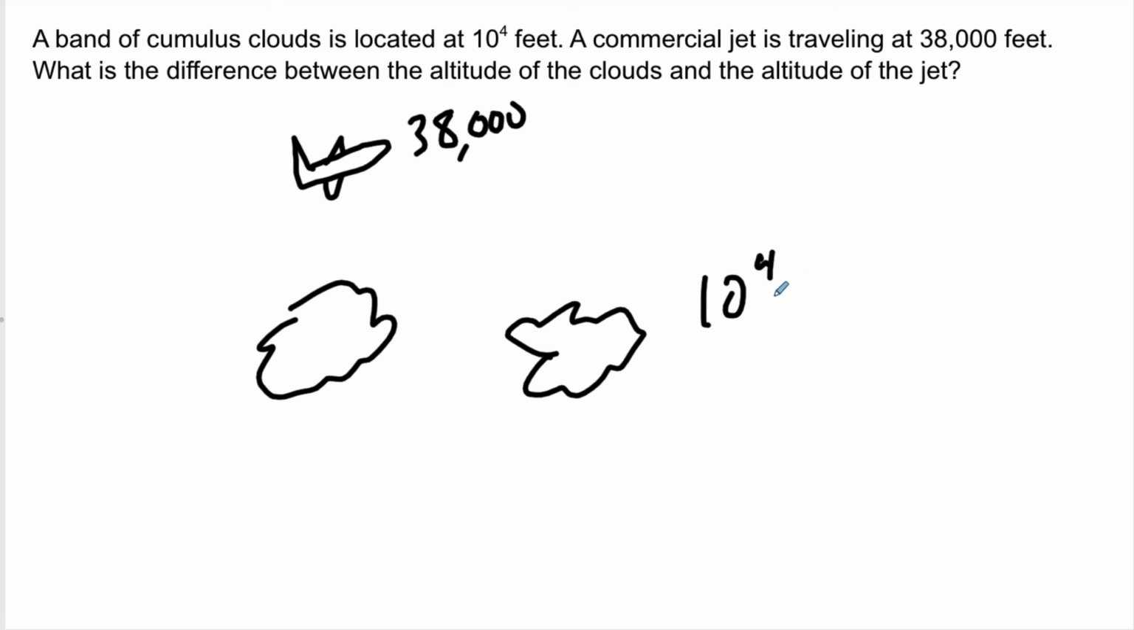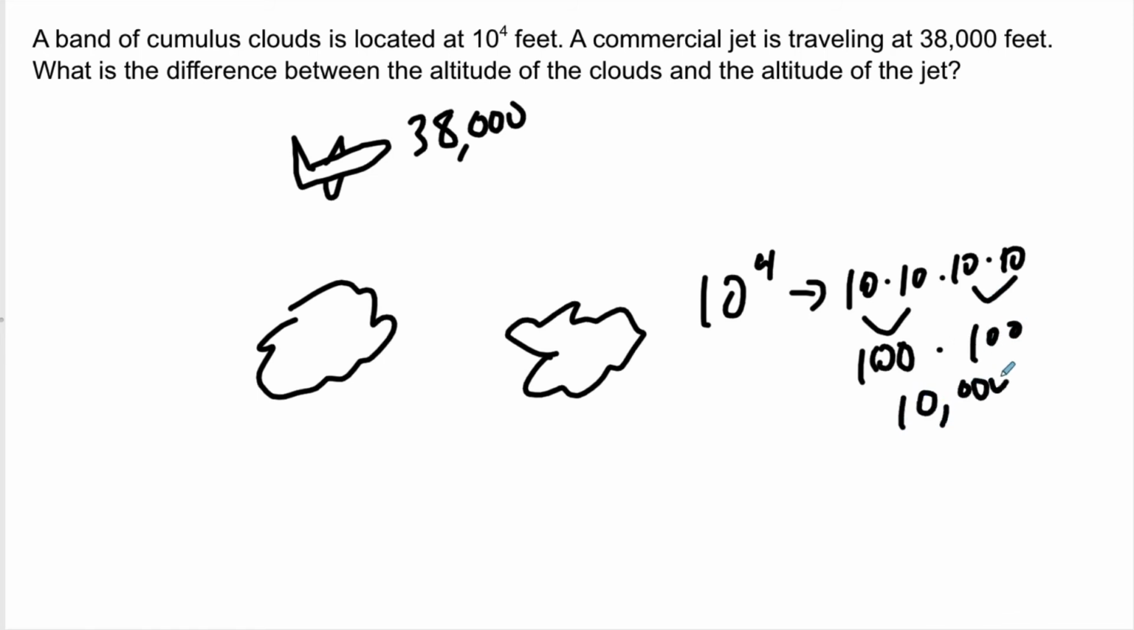So before you can find the difference between these two, you've got to ask yourself, what is 10 to the fourth power? So expand it out. 10 times 10 times 10 times 10. And then just break it down. 10 times 10 is 100. And times 10 times 10 is 100. 100 times 100, 10,000. So the clouds are at 10,000 feet.